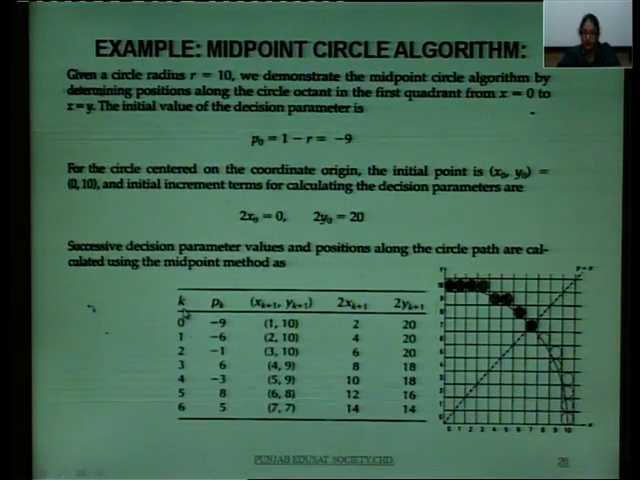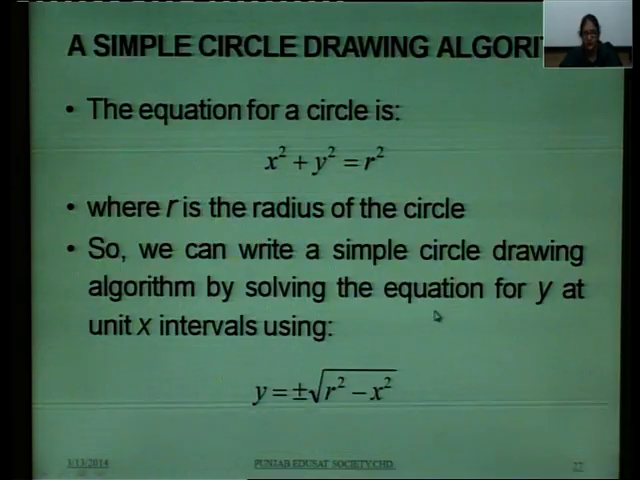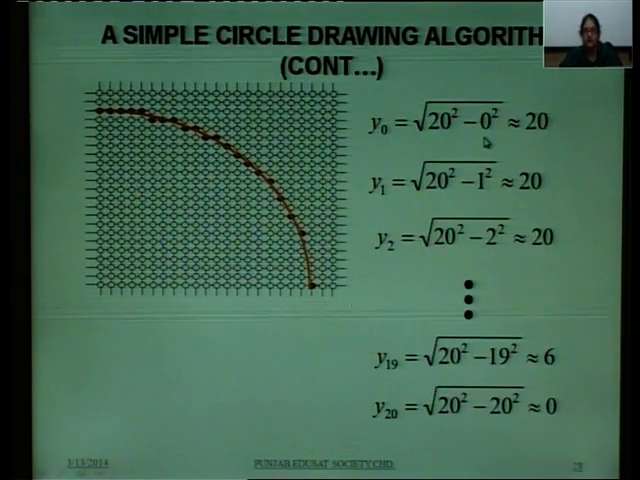Given the value of k and the value of pk, you can find the value of (xk plus 1, yk plus 1), 2xk plus 1 and 2yk plus 1. So, these are the locations of the pixels according to the midpoint circle algorithm. Then there comes another simple example of a circle drawing algorithm.